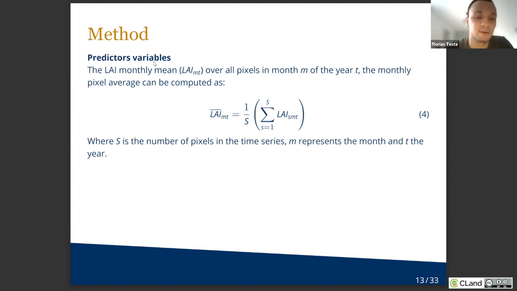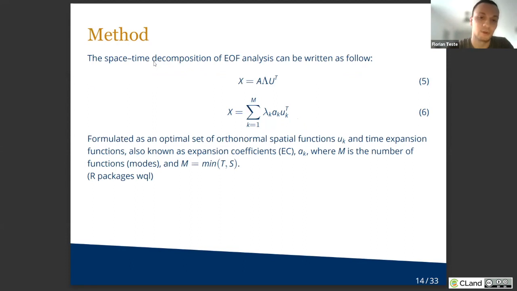So this is a way to do it, but it may be too basic. So we also tried a more advanced method, which is called the empirical orthogonal function. This is a method that will decompose your data using a singular value decomposition, and it will decompose your data into spatial modes or spatial patterns. We call it U of K, and its expansion coefficients or principal components. There are many names, and we call it A of K.